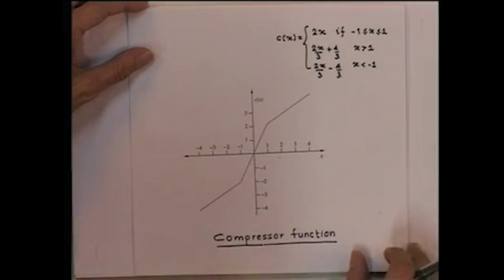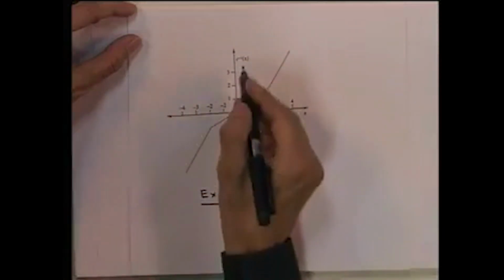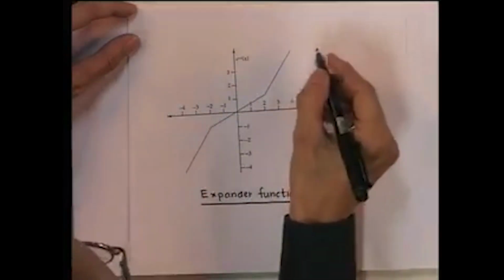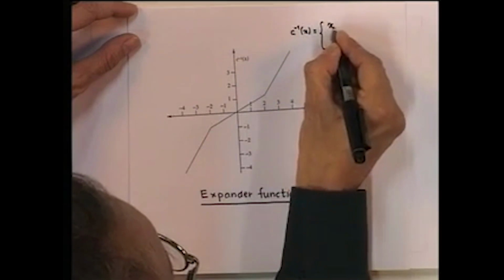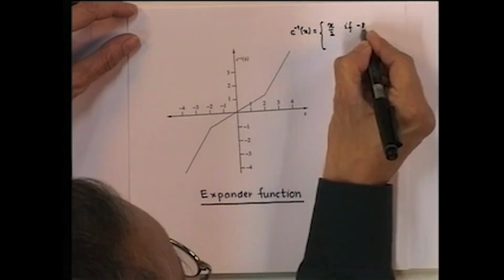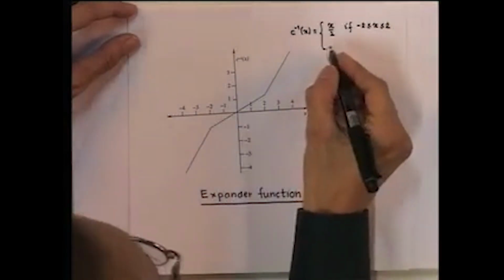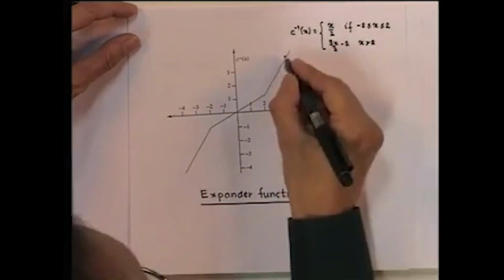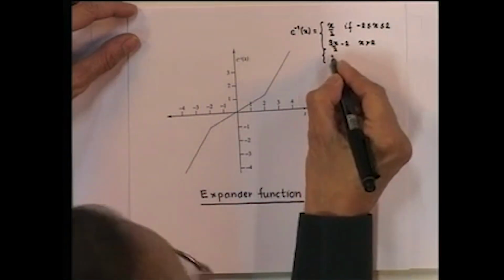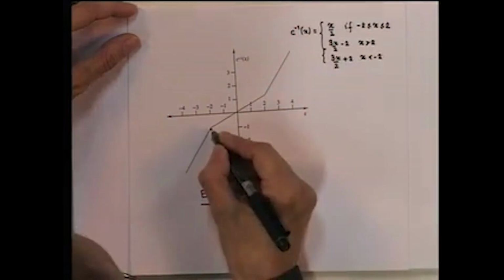So, this is the compressor function or compressor mapping, and the expander mapping or the expander function is shown here in terms of C inverse of x, and the characteristic can be written as C inverse of x is equal to x/2 if x lies between -2 and +2, that is this region, and it is equal to 3x/2 - 2 if x is greater than 2, that is this line, and finally, it is equal to 3x/2 + 2 if x is less than -2, that is this line.